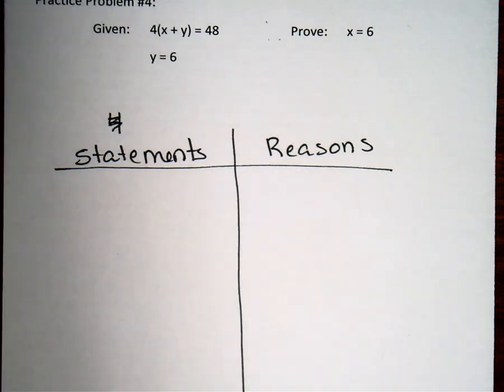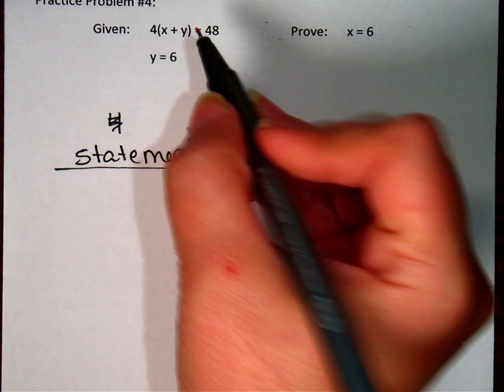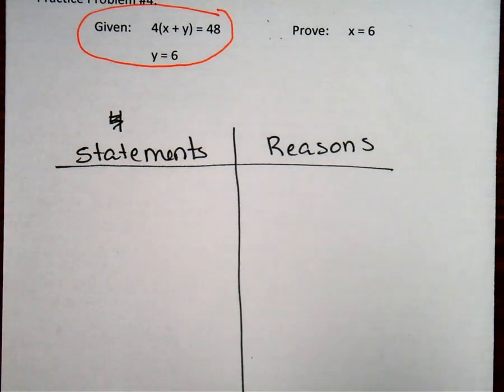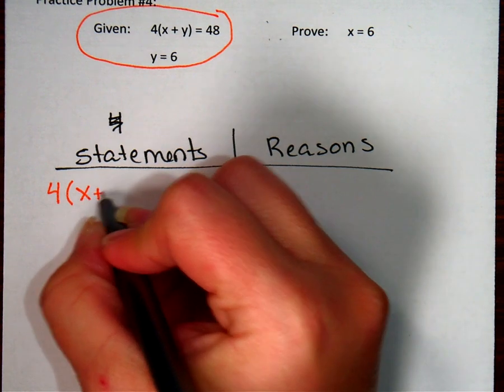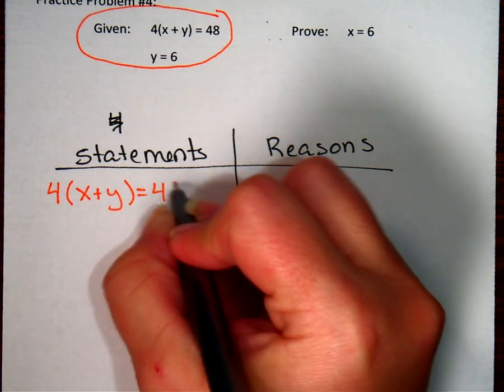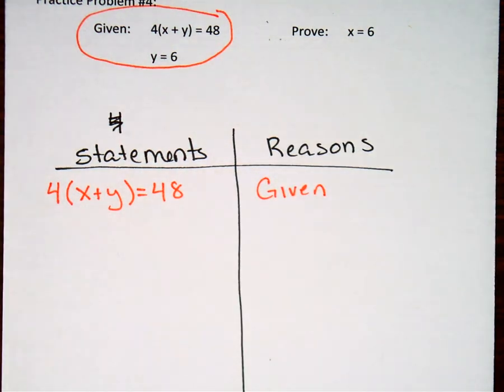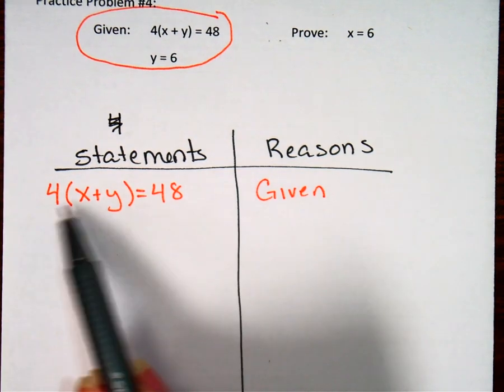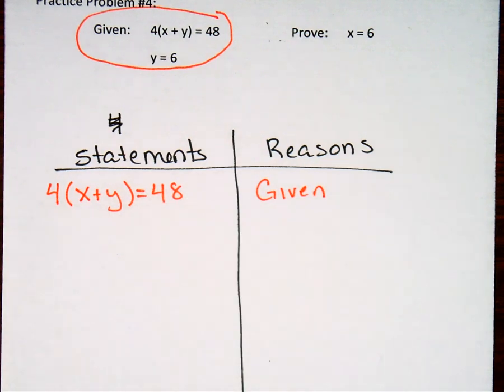All right, so the first thing I'm going to do is look at my givens, and I'm going to start there. So my first given is 4 times x plus y equals 48, and that was given to me. Okay, so now I have two options. I could put the next given, and I could even substitute in the y equals 6. Or I could distribute the 4 and have 4x plus 4y equals 48.